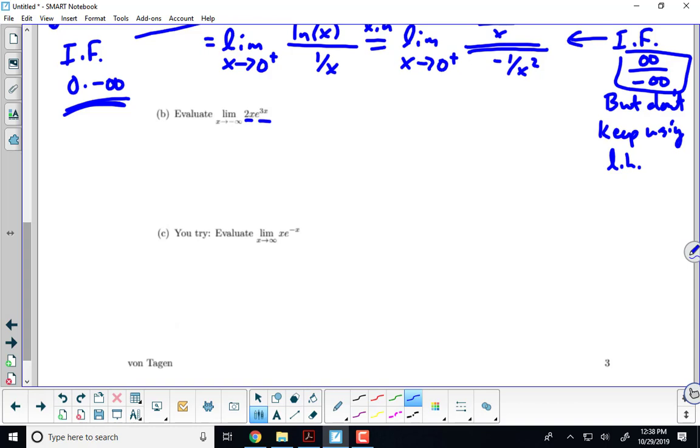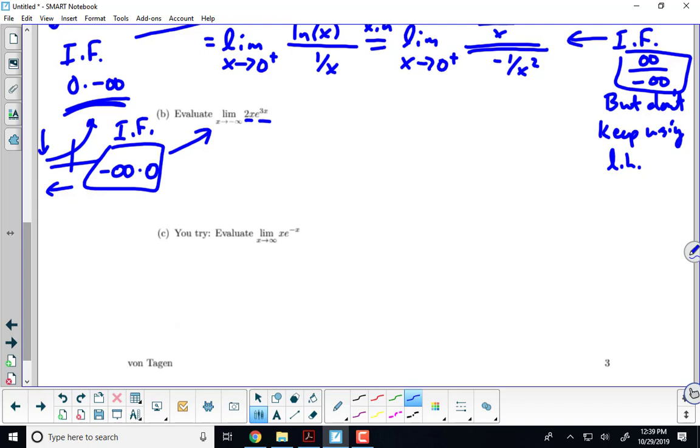Looking at the form of this, if we were to do direct substitution, the first factor, the 2x factor, is heading towards minus infinity. But the second factor, e to the 3x, if we plug in a large negative number, the graph of e to the 3x looks like this, and as we go to the left, my y values are tending towards 0. So this has the indeterminate product, negative infinity times 0.